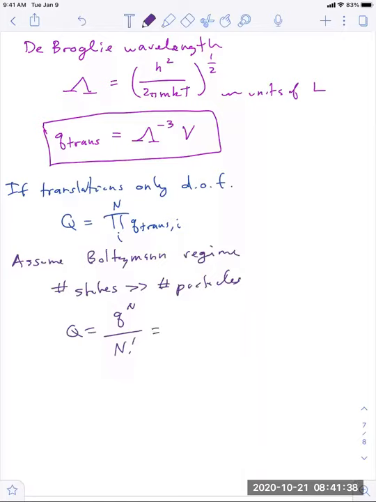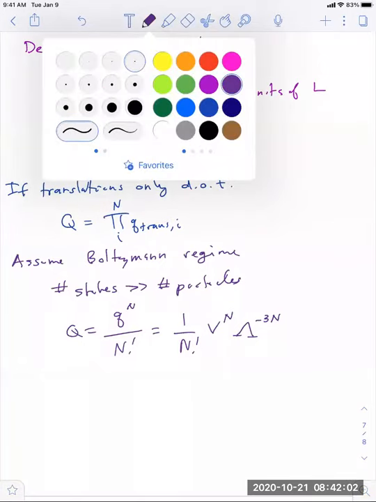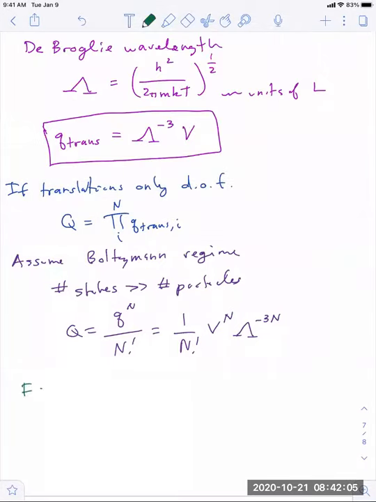So if we sub in what we have for the translational partition function, we have 3 terms, 1 over n factorial times the volume raised to the nth power, and the de Broglie wavelength raised to the minus 3n power. So we're in a canonical partition function space. So our thermodynamic potential of interest is the Helmholtz. We know that the Helmholtz free energy is minus kBT times the natural log of our system partition function.